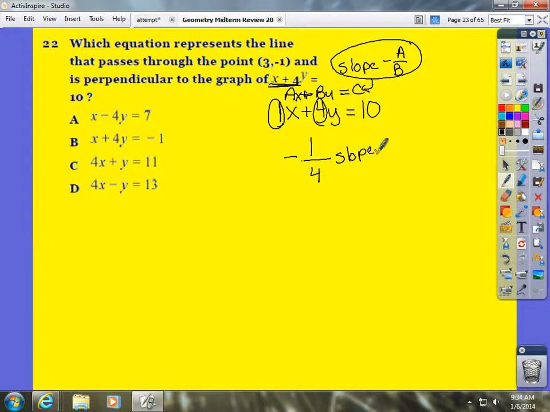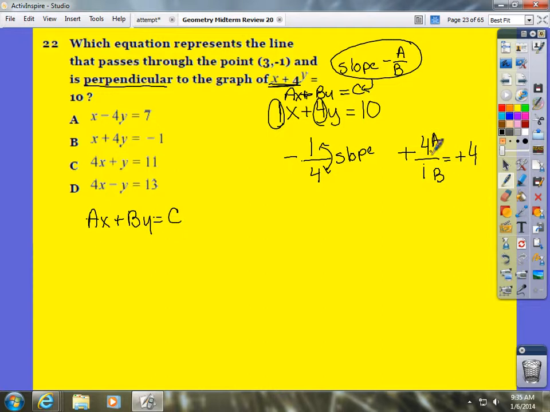It wants a perpendicular line. If you remember correctly, to be perpendicular, if the slope is negative, we have to make it positive, and we have to flip the fraction, which means we now have positive 4 over 1, which is the same thing as positive 4. Now, to put it back into perspective, this is now going to be the A, and this is now going to be the B, because all of these are in AX + BY = C format.